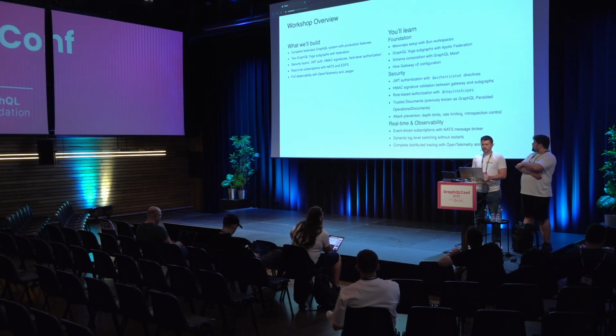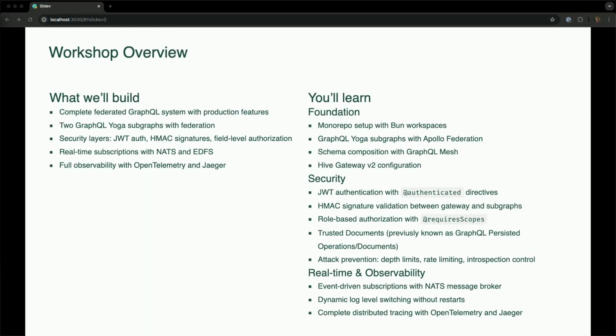We'll see some of these features in action today. Let me walk through building a complete federated system step by step. We start with a basic monorepo using Bun, and we'll be building 2 subgraphs. Then we're going to compose it with GraphQL Mesh and set up Hive Gateway. The security section covers multi-layer protection, JWTs for authentication, HMAC for subgraph communication, and field-level authorization with federation directives. We'll also implement common GraphQL attack preventions like query depth limiting and rate limiting. And the safest thing you can do for your gateway, trusted documents, also known as persisted operations or persisted documents.